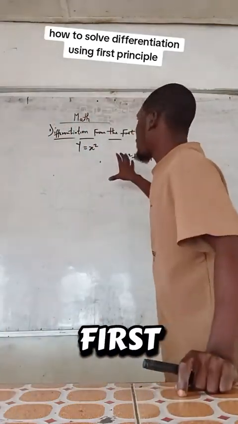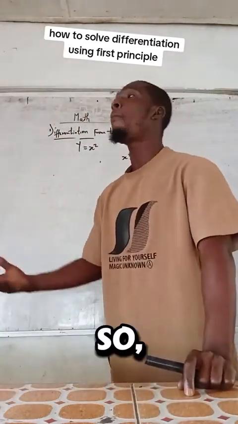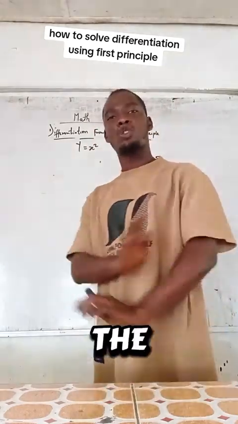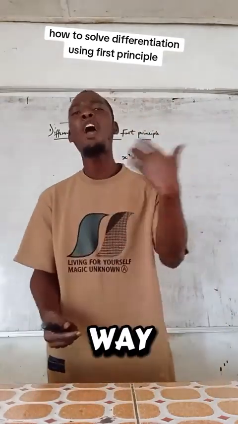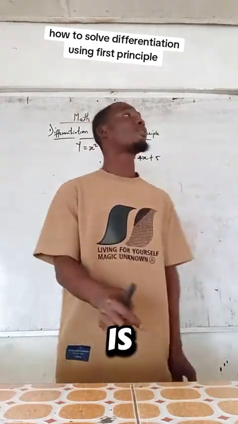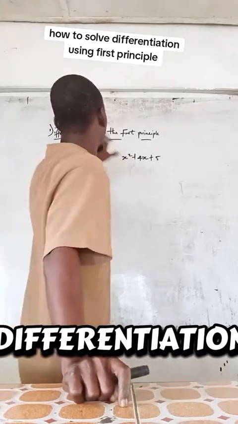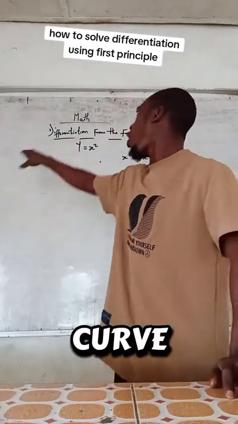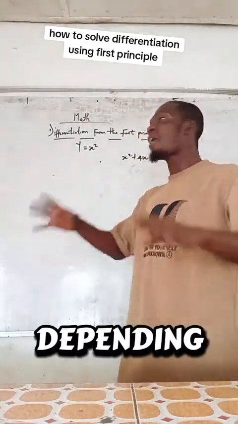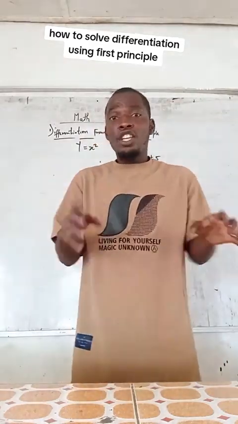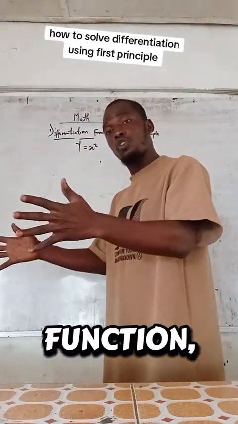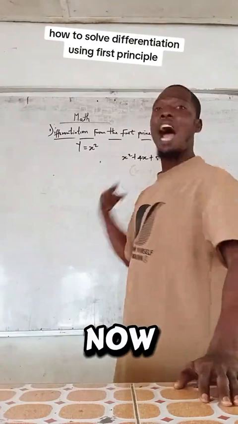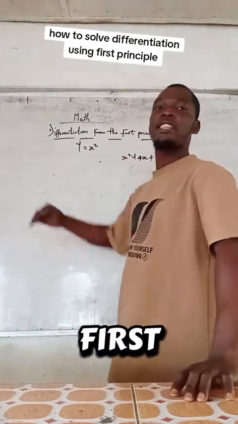Now, if you look at the first principle, it is very, very long. But what they are trying to do under the first principle, or differentiation rather, is to find the slope of a curve. There are different ways of finding the slope of a curve, and one of the ways under differentiation is the first principle. We have different methods of finding the slope of a curve under differential calculus, depending on how the function appears. If the function is a curve function, I can apply the general rule there. But now I'm going to explain the first principle.